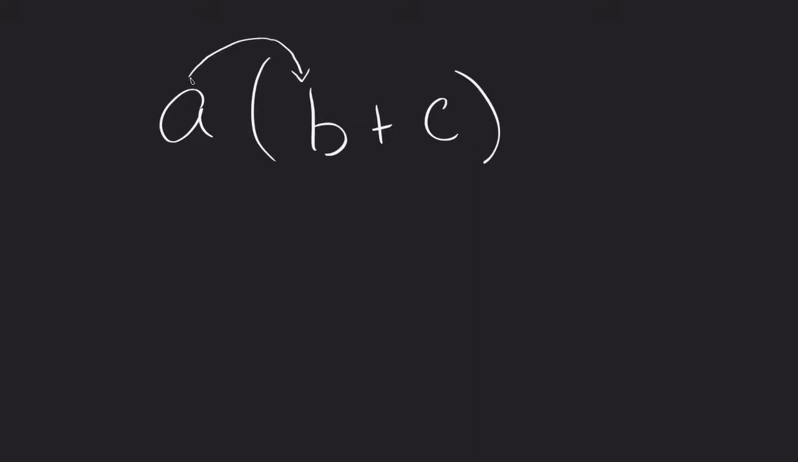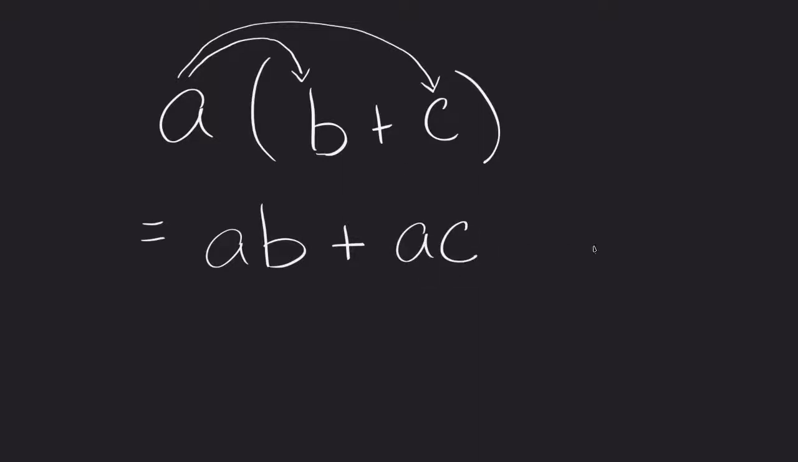Like if I'm going to distribute flyers, I'm going to make sure that everybody gets the same value. So in this case, because they're next to each other, we're basically multiplying. So I would get A times B plus, because that's the sign here, A times C.